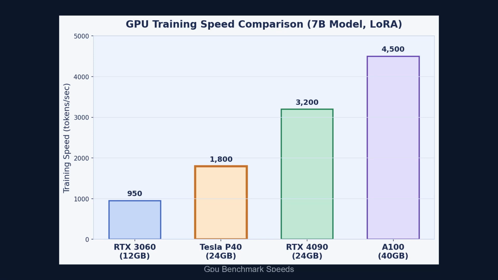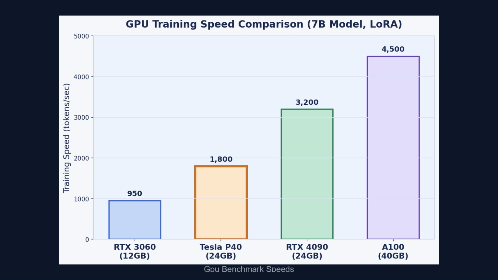This image displays a comparison of GPU training speeds for different models when fine-tuning a 7 billion parameter model using the LoRA technique. The chart presents the performance in tokens generated per second across various GPU options. You can see that the RTX 3060 with 12 GB of memory has the lowest performance, managing only 950 tokens per second. The Tesla P40, equipped with 24 GB, offers a moderate improvement at 1800 tokens per second.